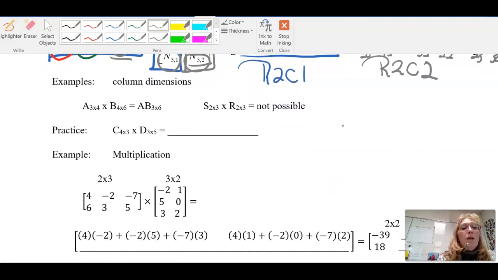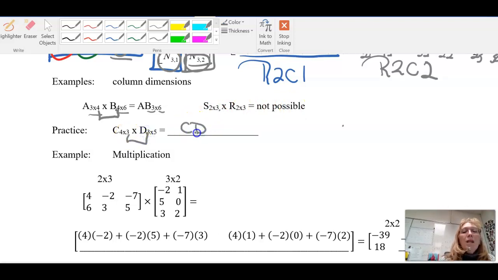First thing is, can I do it? So this is a 3 by 4 and a 4 by 6. The columns match the rows, so I can do this. I'm going to end up with a 3 by 6. Here, I have a 3 and a 2. They do not match. You cannot multiply them. So what would yours be? Yes or no? 3's match.